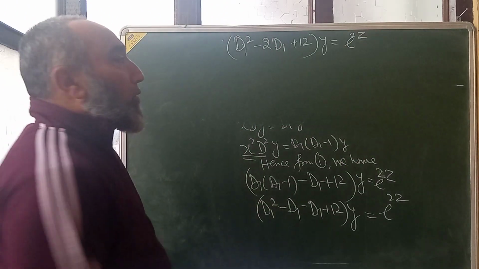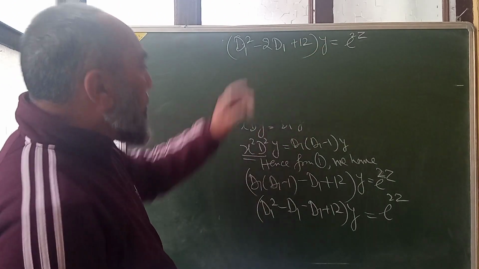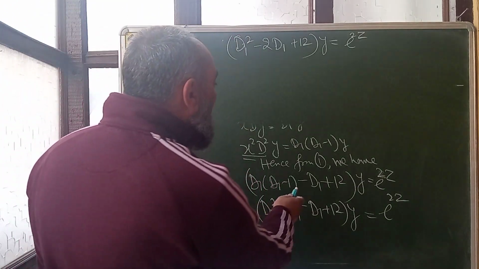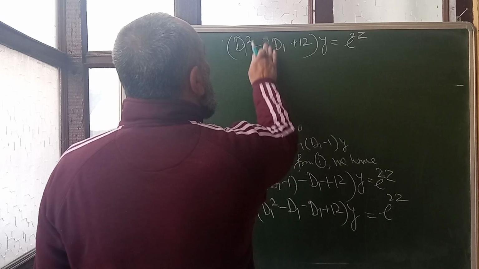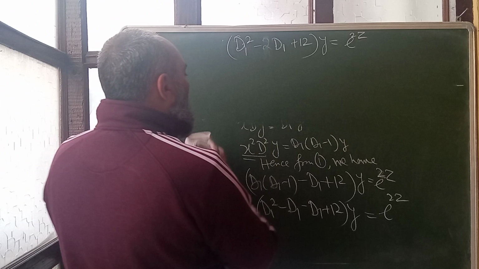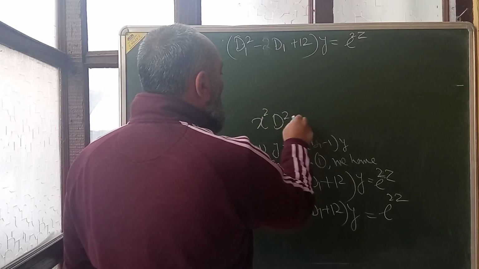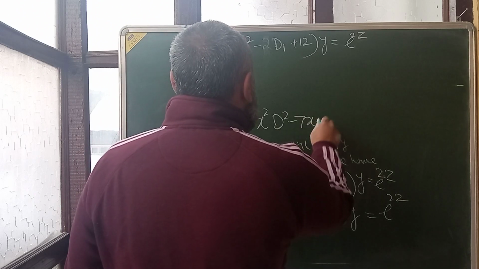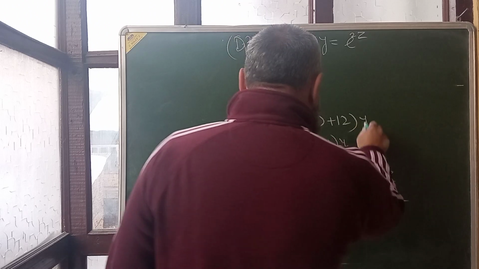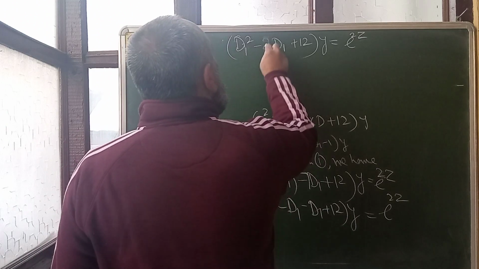Now I will not go to the auxiliary equation, I will not find the complementary function yet. Let me check why I have written this as 7. This was 7. Your question was x square D square minus 7xD plus 12 operating on y. So this is minus 7x, this is minus 8.